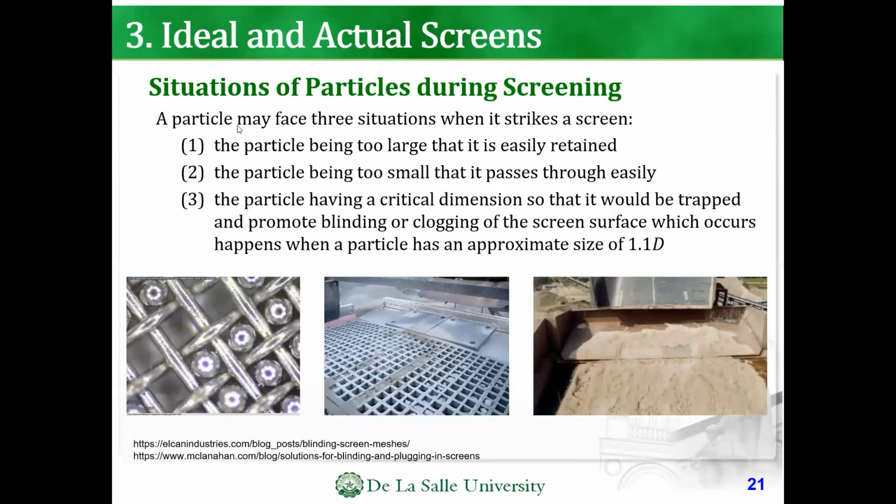So here are some situations of particles during screening. Particles sometimes can be too large, so it's easily retained. Sometimes it's too small, so it passes easily. And sometimes it has a dimension of 1.1 times the diameter. That's why it causes blinding or clogging of the screens. You can see here.